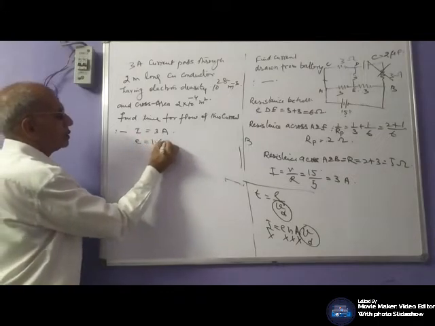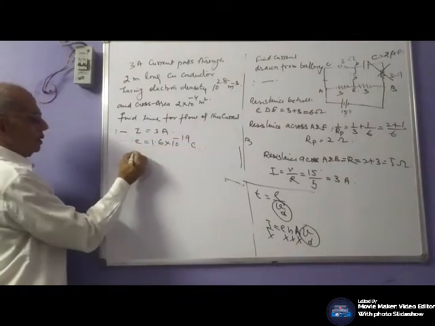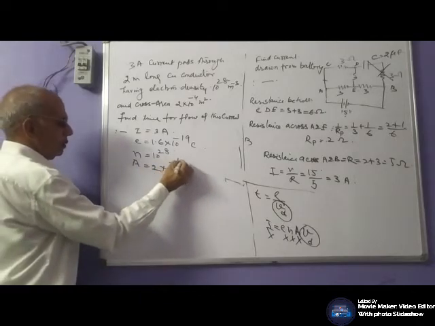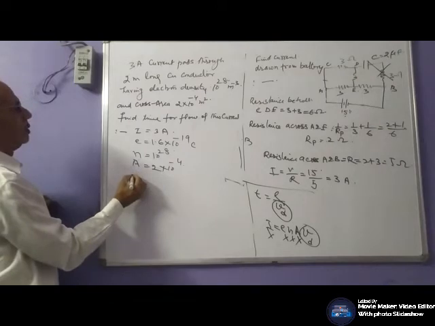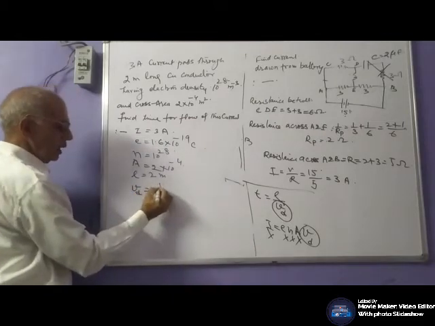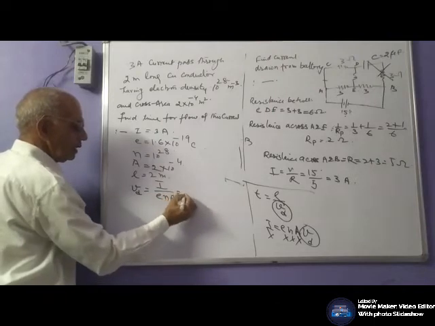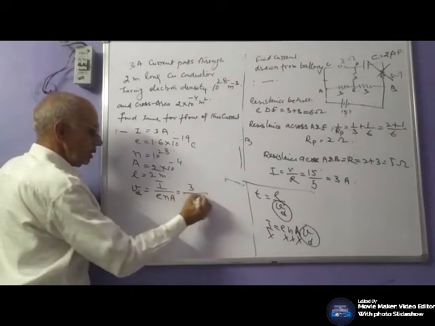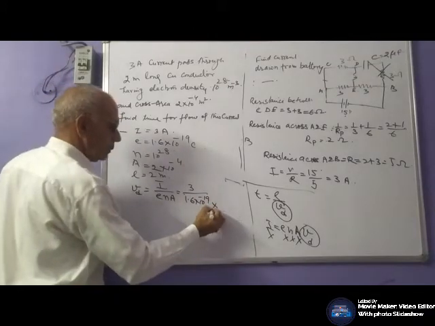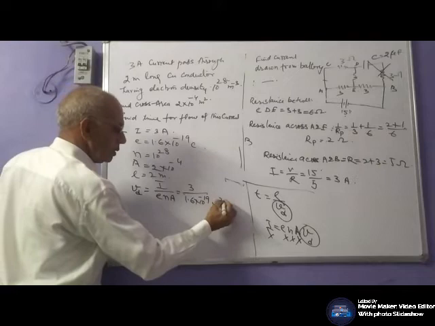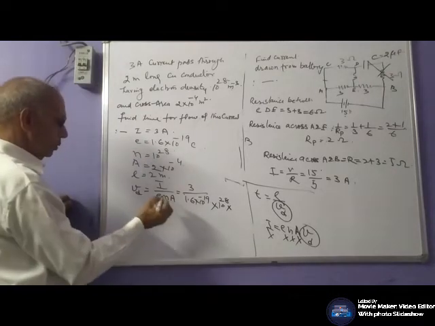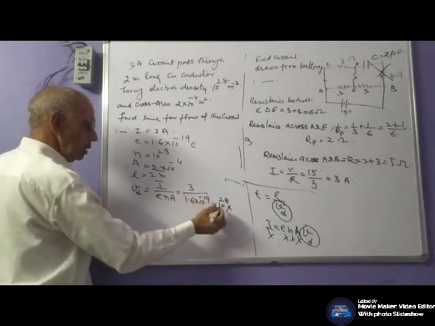e is the charge of one electron. N, A, L is 2 meter. vd, I. I equals e N A vd. 3, e is 1.6 times 10 to the power minus 19, N. vd we have to calculate, from e N A.